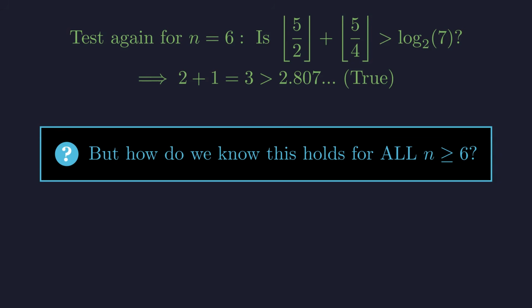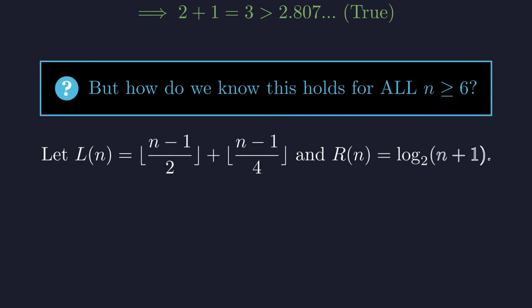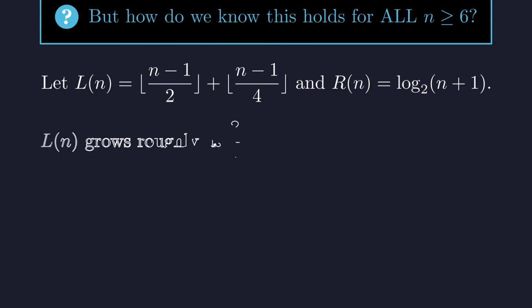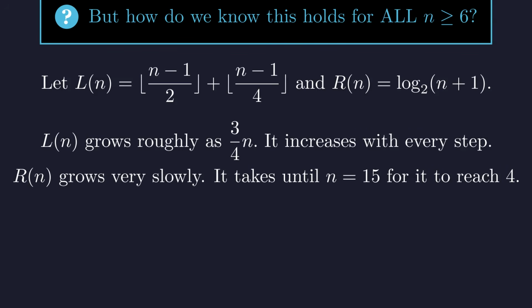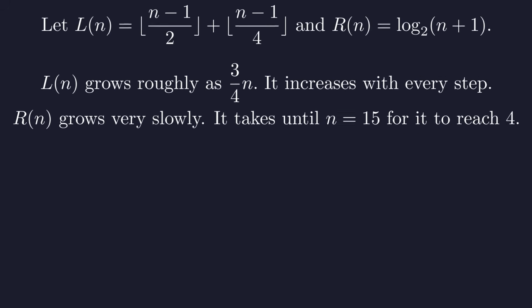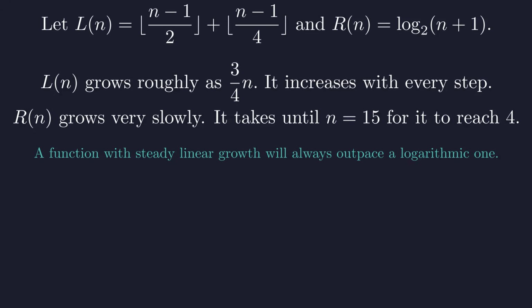But wait, just because it works for n equals 6 doesn't mean it works for everyone. We need to think about what happens as n gets larger. Let's call the left side L(n) and the right side R(n), and think about how they grow. Here's the key insight. L(n) grows roughly like 3/4 times n, so it grows linearly. But R(n) grows logarithmically, which is much, much slower. R(n) doesn't even hit 4 until n is around 15. So once L overtakes R, which it does by n equals 6, the gap just keeps growing.